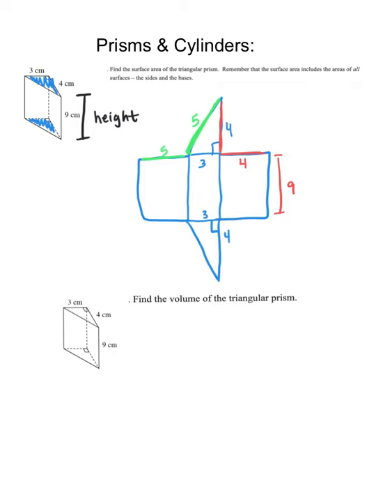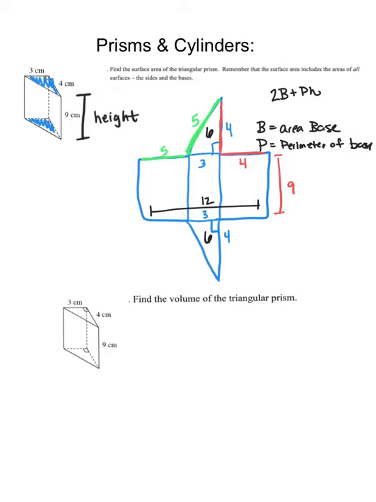Or if you looked at the video yesterday, you would have learned that surface area of a prism is 2 times the area of the base plus the perimeter of the base times the height. I can either draw the net or use that formula. Just remember that capital B stands for the area of the base.